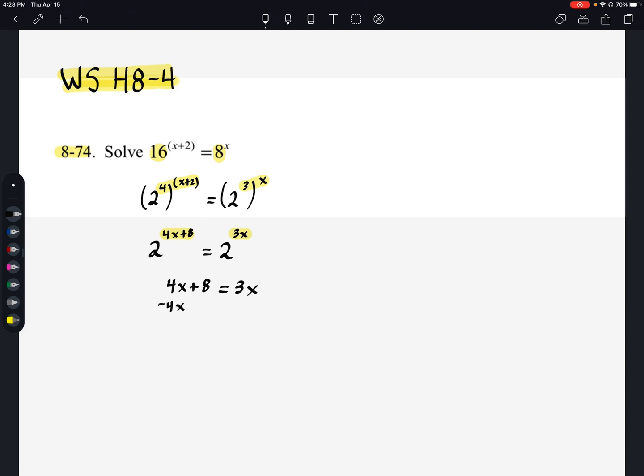And we'll just go ahead and solve that. I'll subtract 4x from each side. I've got a positive 8 equals negative x, which means x should equal negative 8.